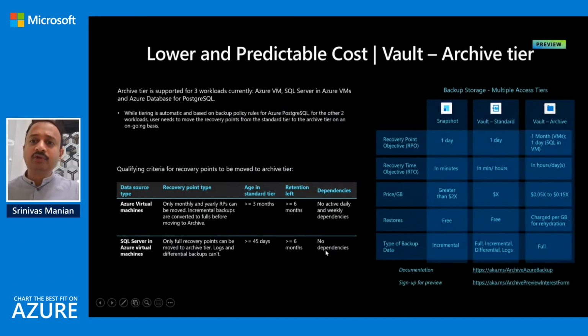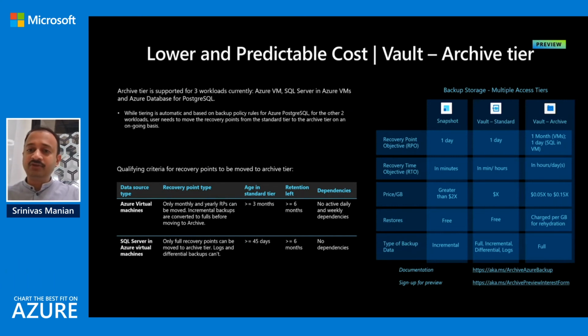So with lower and predictable cost, the recovery services Vault provides standard and archive tiers. Snapshot-based backups could be considered for those applications wherein you have the shortest recovery time objectives. You could take disk-based snapshots or VM-based snapshots, and there is going to be a corresponding TCO based on the type of backup solution that you want to implement. It could be an incremental or it could be your full backup.